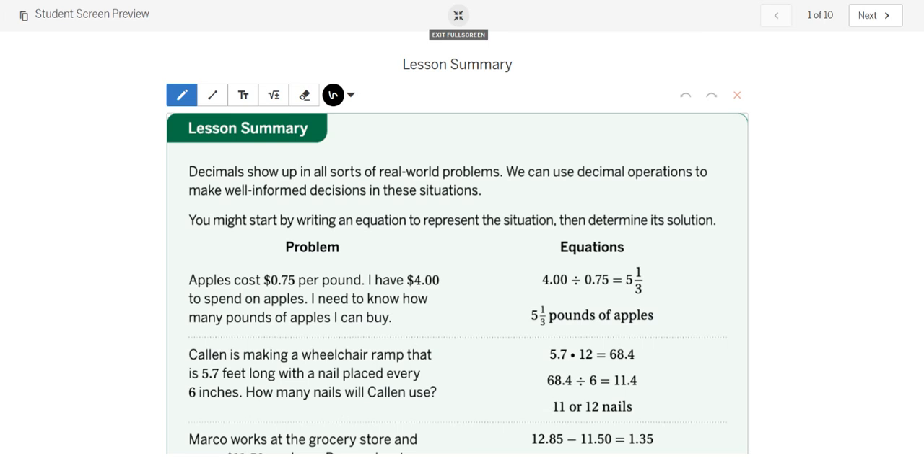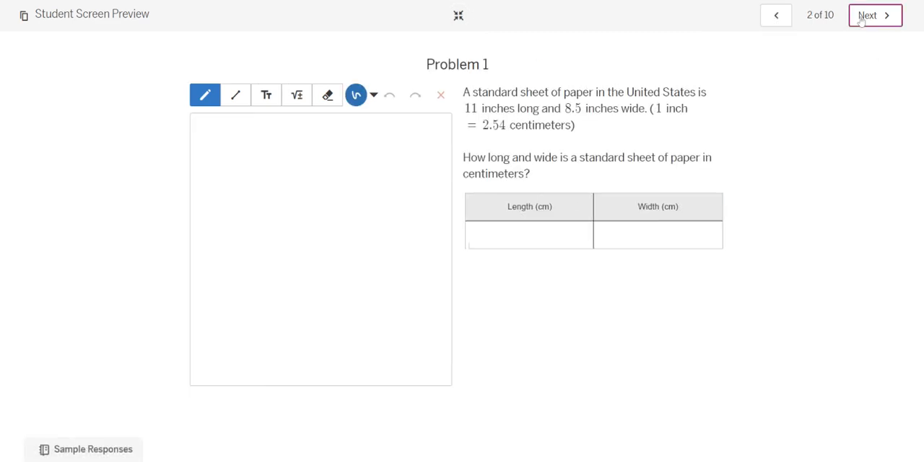Okay, so today we're going to be mixing up everything. You're going to be adding, subtracting, multiplying and dividing. You've got to figure out what you're doing and when. And so the first problem that we see says a standard sheet of paper in the US is 11 by 8.5. What is that in length and width?